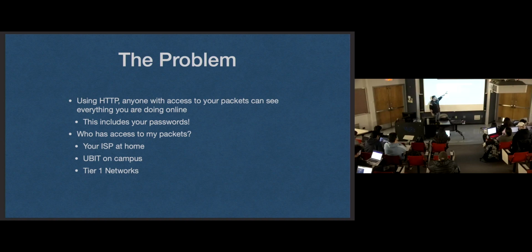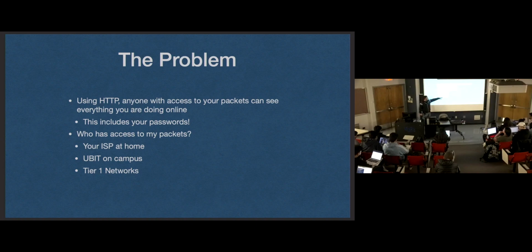And okay, so who has access to those packets? Who's going to see those packets and start reading that information from me? Your ISP, yeah. I mean, you have some level of trust or mistrust with your ISP that you can deal with. UBIT on campus, they have access to everything. I mean, we're using their hardware. They have access to that hardware. They can monitor our packets. That's something they can do.